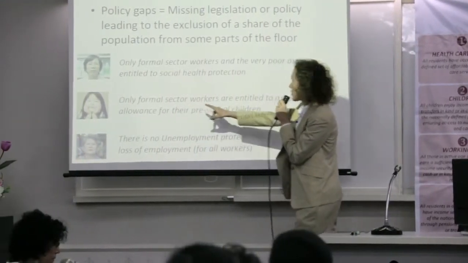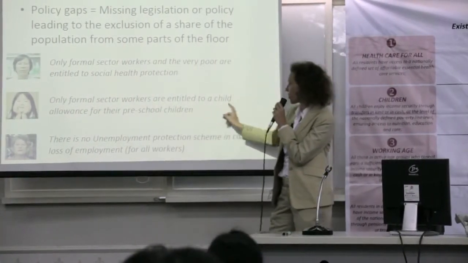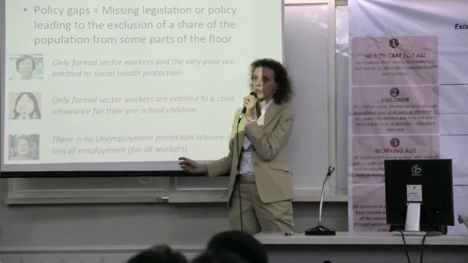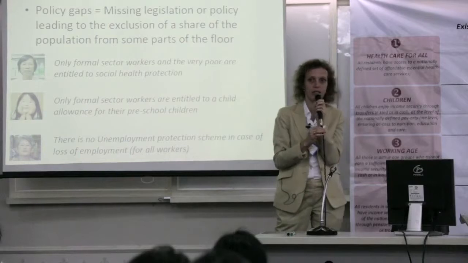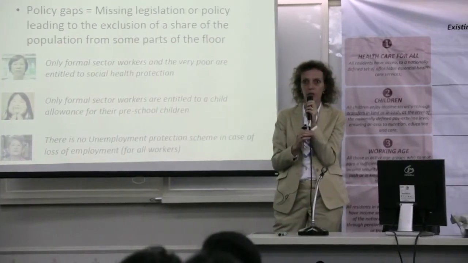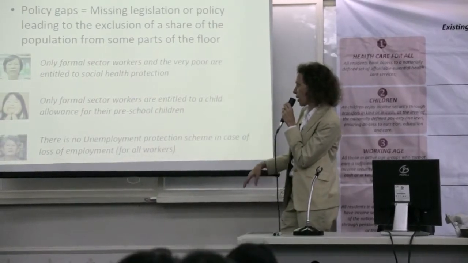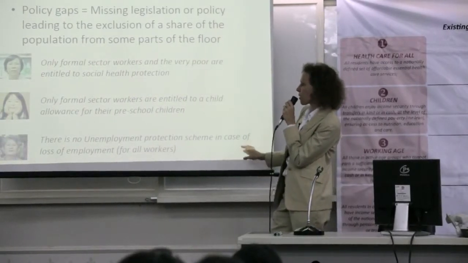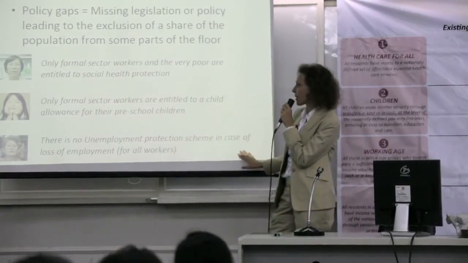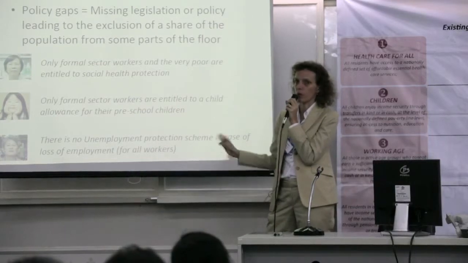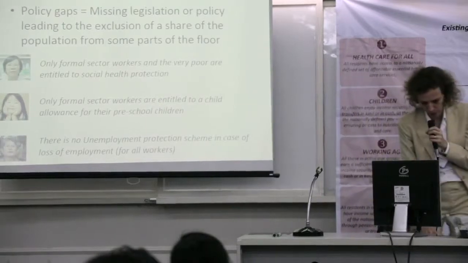Another one is, for instance, for small children, only formal sector workers are entitled to a child allowance for their preschool children. This is the case in Thailand, for instance. There is a child allowance for preschool children for formal sector workers, but not for the rest of the country. Another policy gap which is very common is that there is no unemployment protection in case of loss of employment for all workers. This is the case in all the countries where you have nothing in terms of unemployment protection.